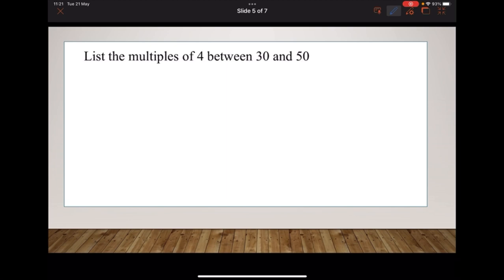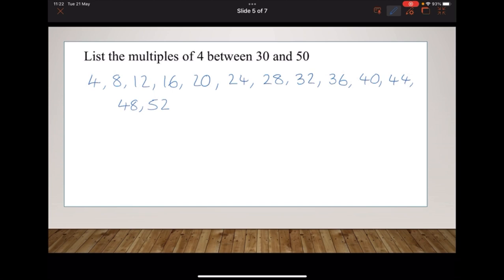So let's have a go at listing the multiples of 4. So I'm going to start by writing out my 4 times table, because this is going to help me identify which multiples of 4 I am looking for. So I'm going to keep going until I get to a number that is at least 50. So I'm going to stop at 52. So you can see all I've done is I've written out the 4 times table. So I'm going up in 4s each time.